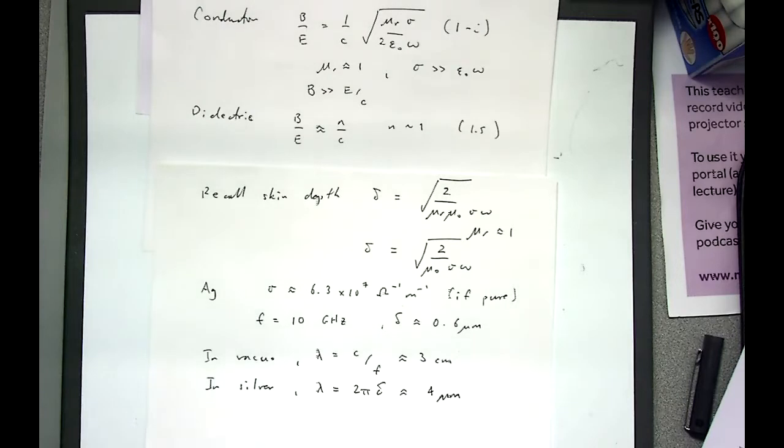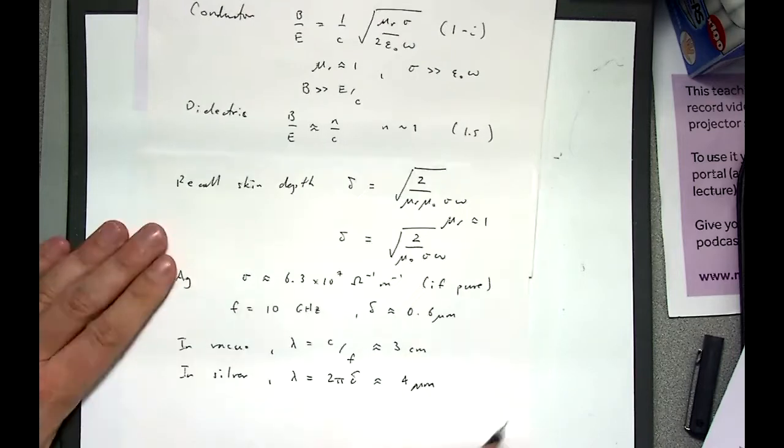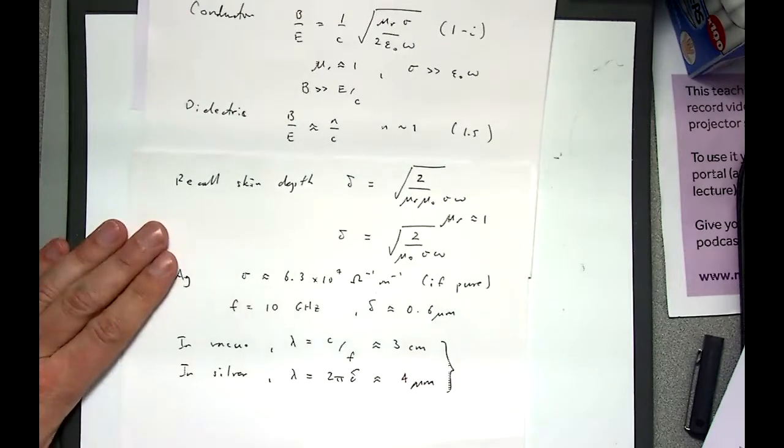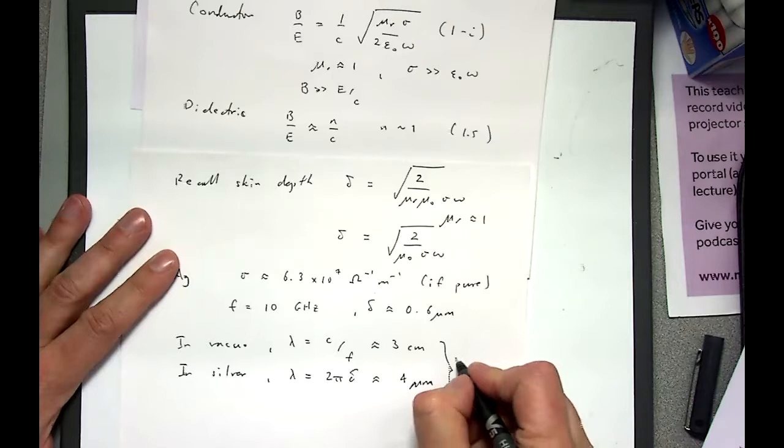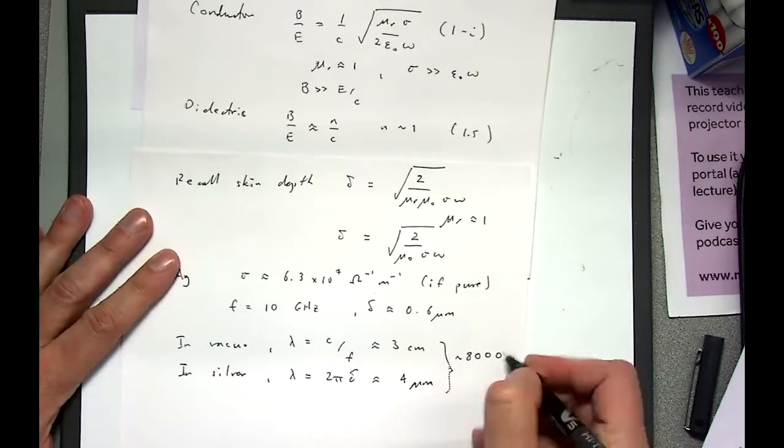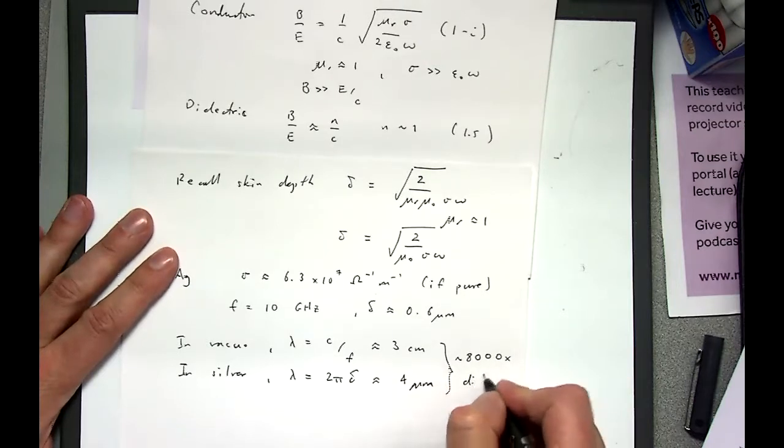It's vastly, vastly different. So make sure that when you're calculating the wavelengths, it's the frequency that remains constant, and the wavelength inside, in this case the metal object, can be 4 orders of magnitude different. In this case about 8,000 times or so.